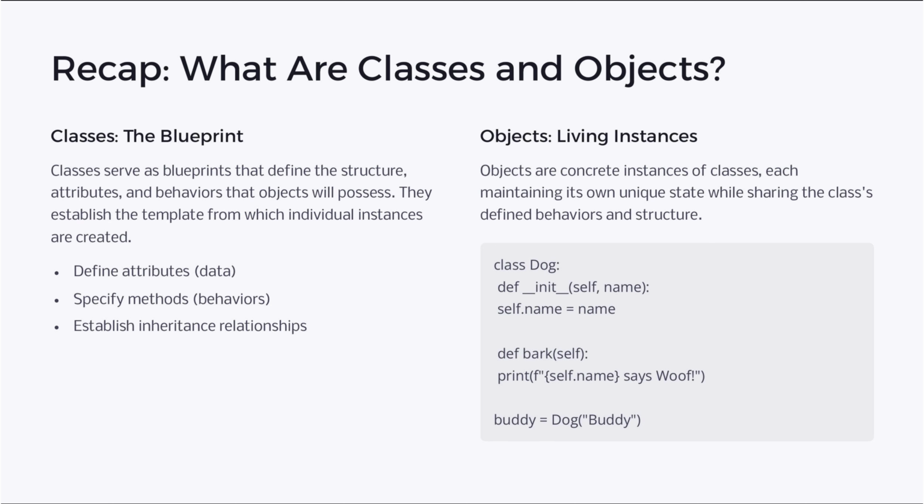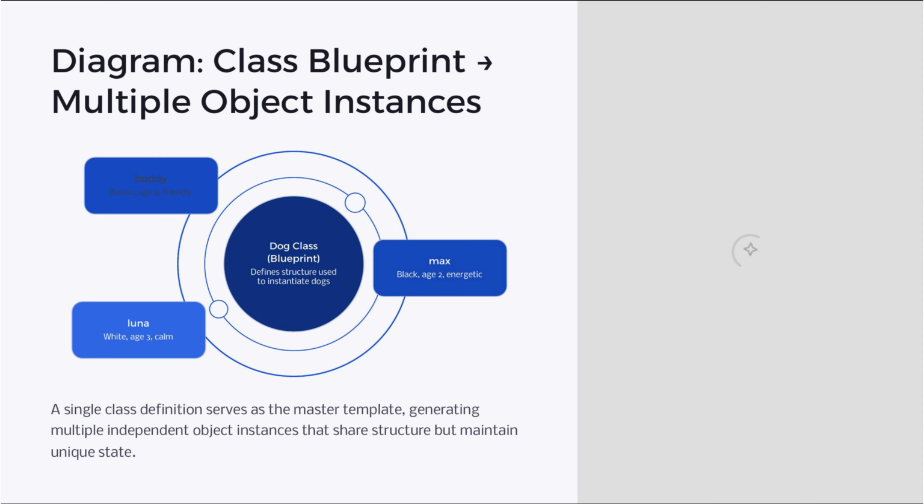Classes act as blueprints, defining the structure, attributes, and behaviors for objects. They specify data attributes, methods, and inheritance. For example, a Dog class can define a bark method. Objects, like Buddy, are instances of these classes, each with unique states but shared behaviors, illustrating the power of object-oriented design. The Dog class acts as a blueprint, allowing us to create multiple unique instances like Max, Luna, and Buddy.